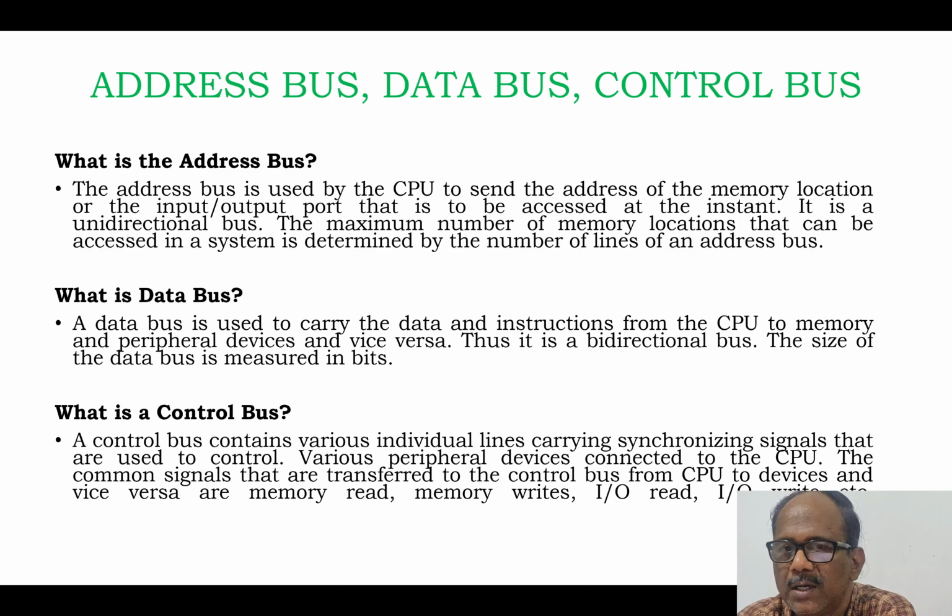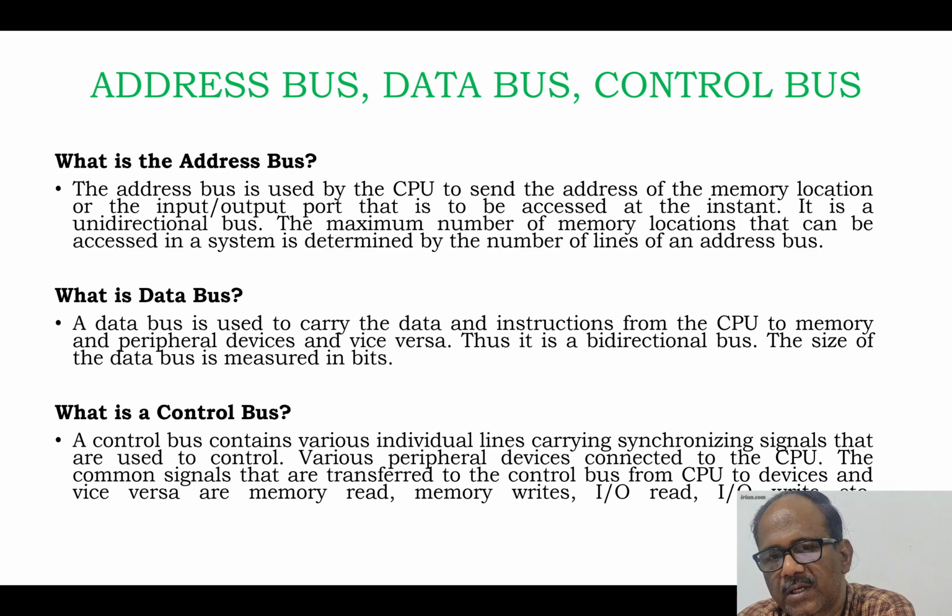For example, consider 1 kilobyte of memory. 1 kilo means 2 raised to 10. So each location can be identified by a 10-bit binary number. Suppose 10 zeros are there, that is the first location.